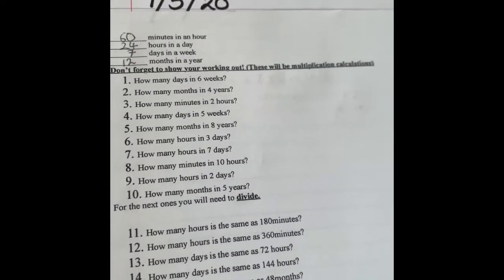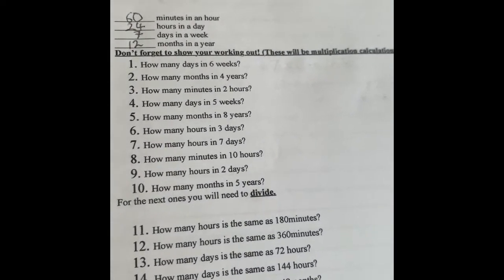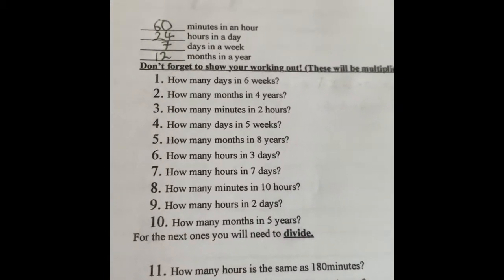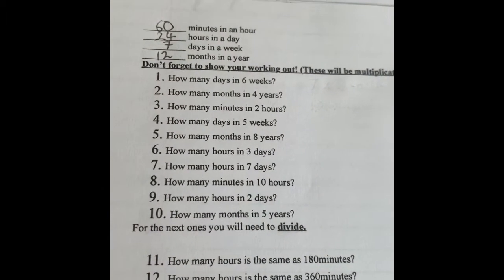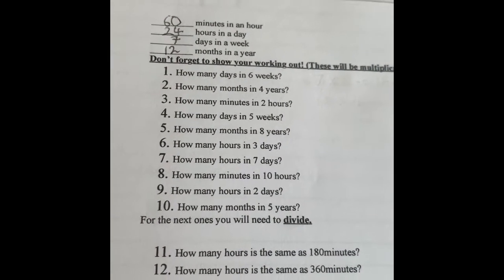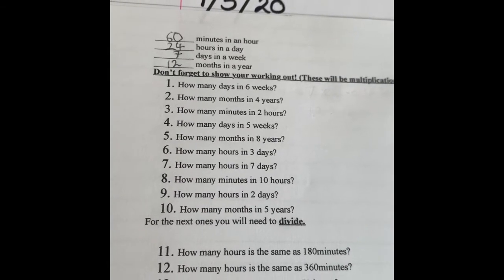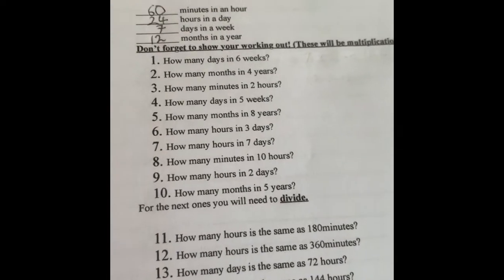Today we're looking at Friday the 1st of May, which is converting time. Starting off at the top, I've already filled in these bits here because these are going to help me. So there are 60 minutes in an hour, 24 hours in a day, 7 days in a week and 12 months in a year. And these are going to help me answer the rest of these questions down here.